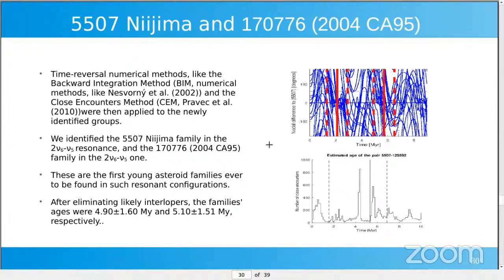So once again, we apply BMSM for these groups, and there is one family in the 2ν6 − ν5 and one family in the 3ν6 − 2ν5 secular resonance, which are actually proven to be young asteroid families. And these are the first cases ever found in both resonances, the 5507 Nijima family, and this 17076 asteroid family for the 3ν6 − 2ν5. We can find ages that are very close to 5 million years for both families with small differences.